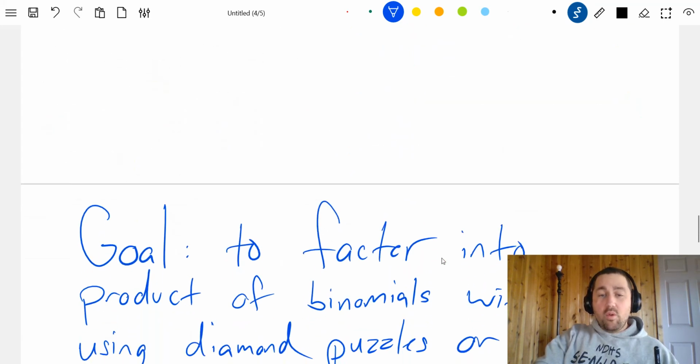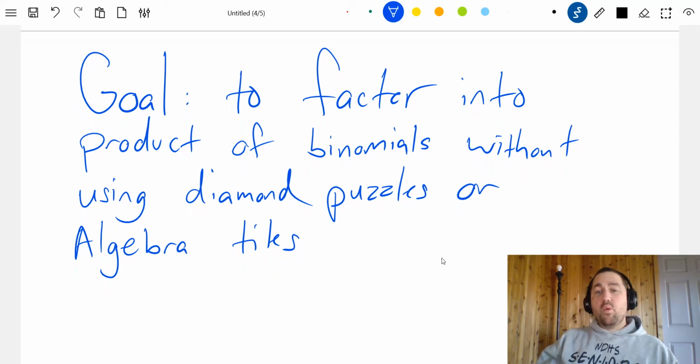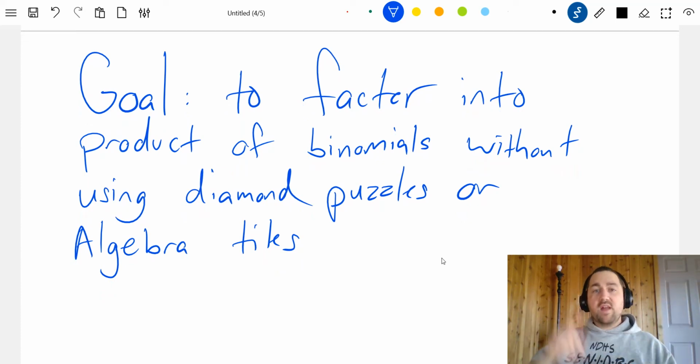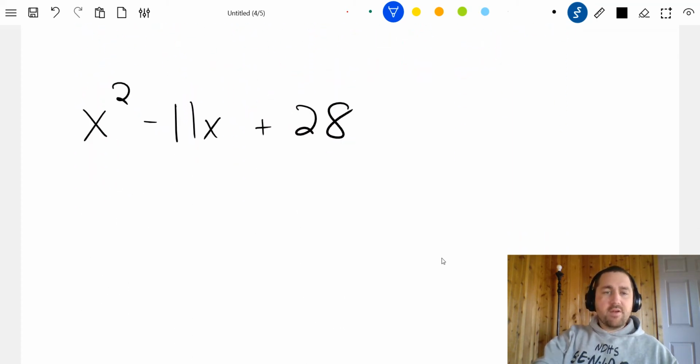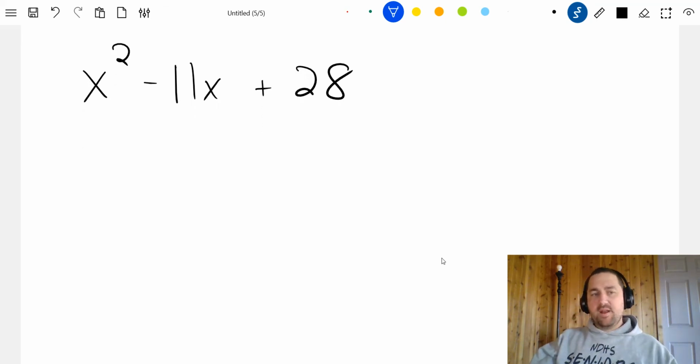And our goal is to factor into product of binomials without using diamond puzzles or algebra tiles anymore. They've been like a support for us so that we can get good at this and know what we're doing. That's kind of been our goal. Now here's an example of an expression that we could factor into a product of binomials.